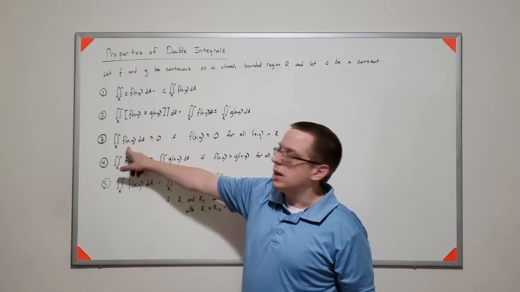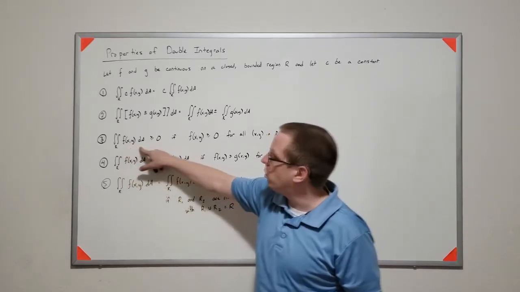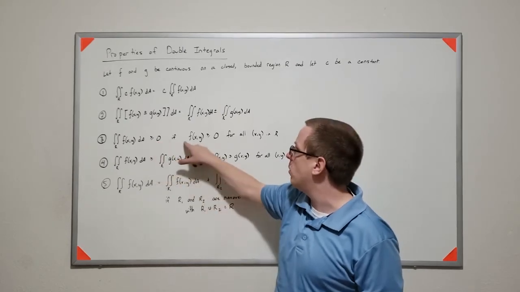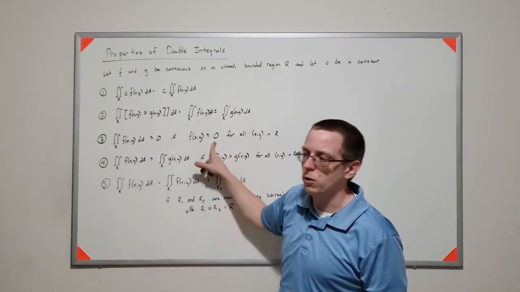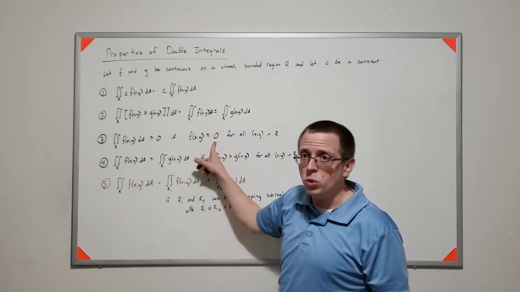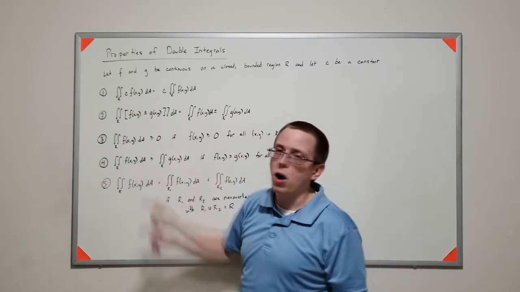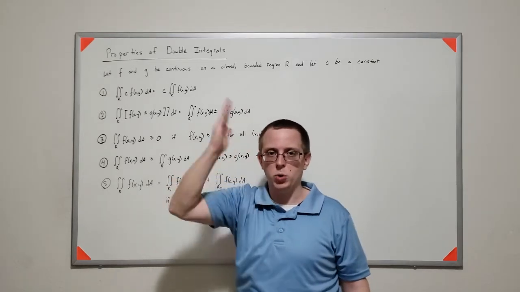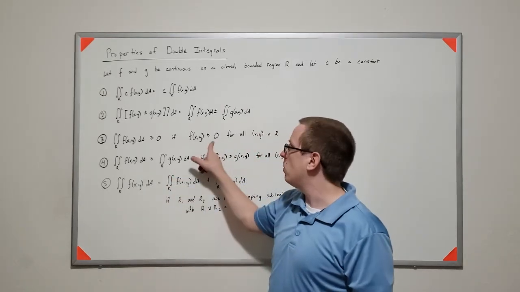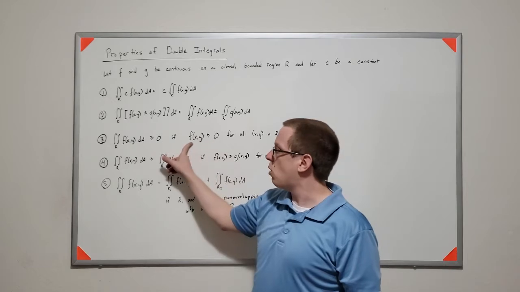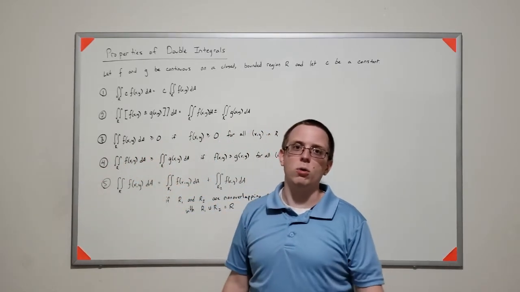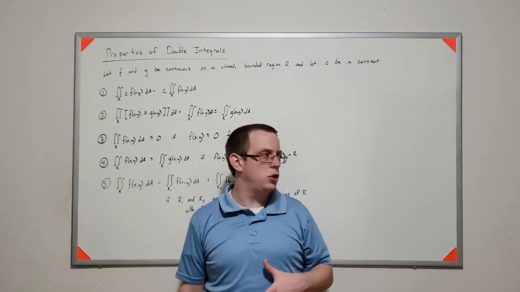This one is that the total value of the integral is greater than or equal to 0 if the function's always greater than or equal to 0. And that's not an only if. You can still have a positive value of the integral, even if the function goes up and down between being positive and negative. But all this is saying is that if the function is always positive, then the whole integral has to be positive. And that makes sense intuitively.